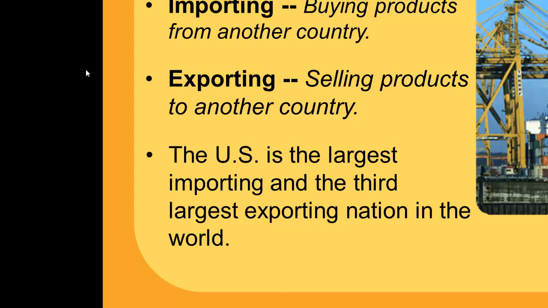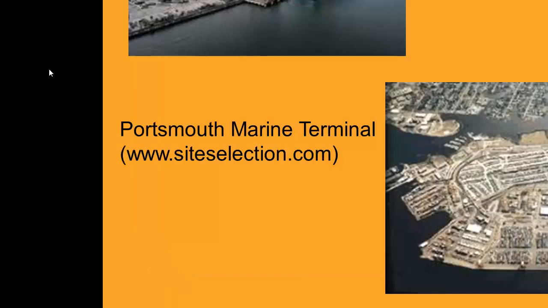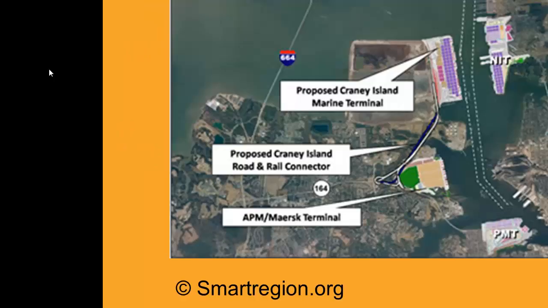So when we are importing goods, we are bringing goods that are produced in other countries to the United States. And when we are exporting goods, we are taking the goods that we produce and we are selling them to customers in other countries. Now here are pictures of our local ports. The top picture is a picture of APM terminals, and the bottom picture is one of Portsmouth Marine Terminal. And if you're curious about where these terminals appear on the map, here is a good one. It shows Craney Island, APM, PMT, which is Portsmouth Marine Terminal, and NIT, Norfolk International Terminals.